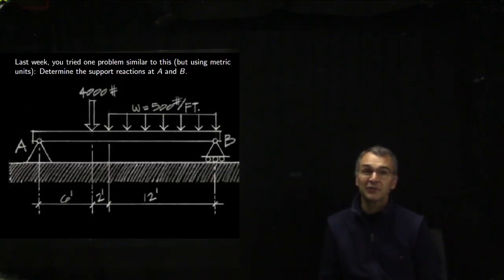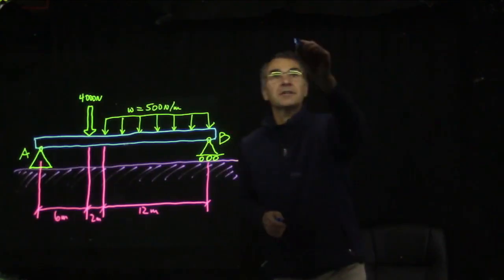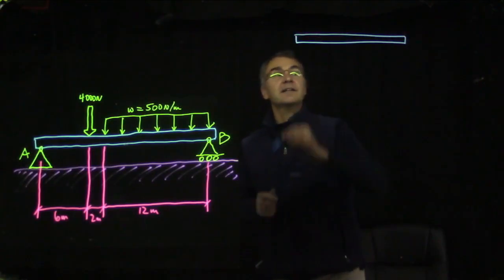So even though a pound and a newton are not the same, and a foot and a meter are not the same, let's just pretend it was labeled in meters and in newtons instead of being labeled in feet and in pounds. So here we go, I've redrawn it. We want to find the support forces at A and at B.